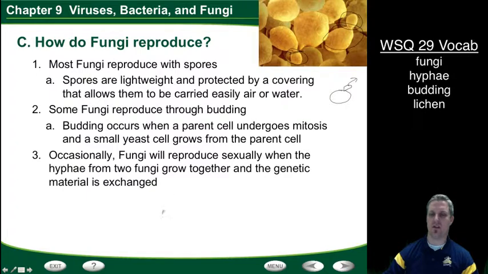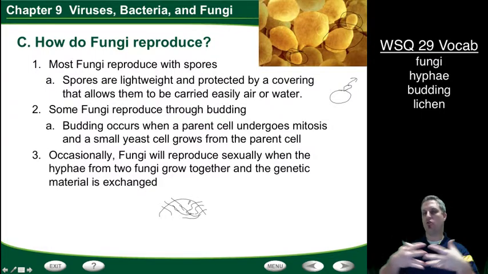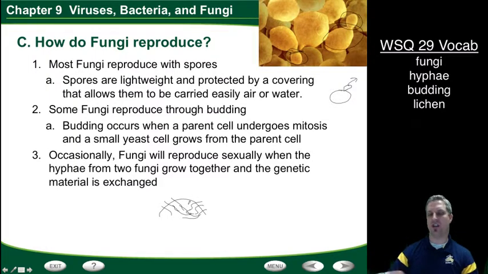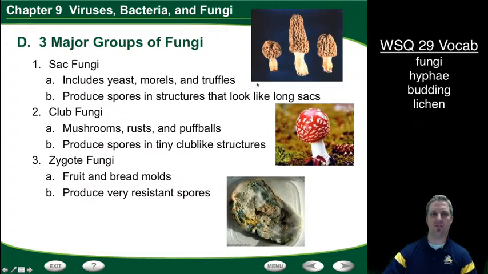So if you think of, let's say, a fungus on an orange, and you had some hyphae here, and some hyphae here. If they intertwine, what can happen occasionally is you get an exchange of genetic material between them, and you actually get sexual reproduction. But that's rare and not the most common. The most common of all ways they reproduce would be by spores. And that's why it was in that original definition.